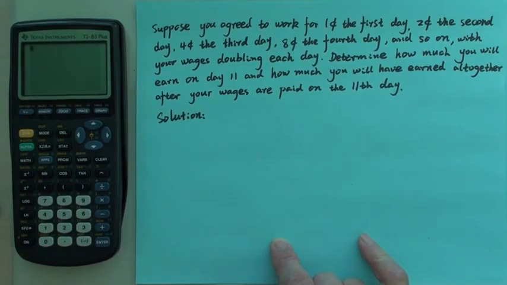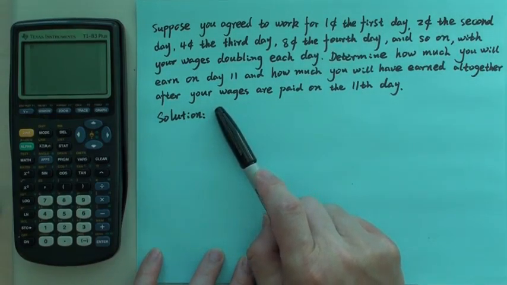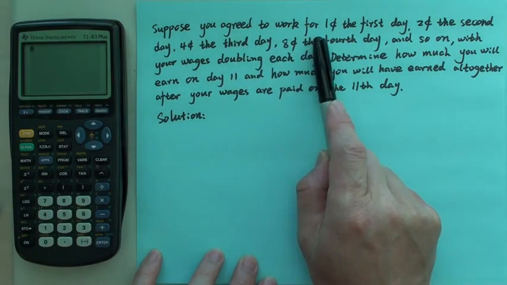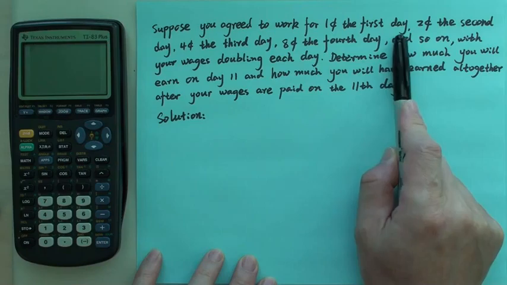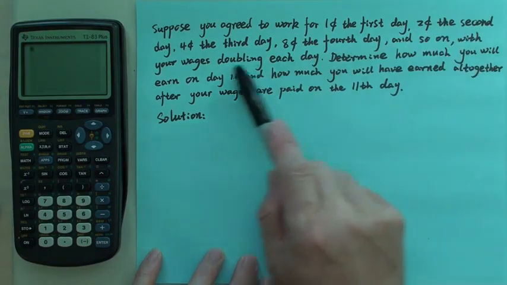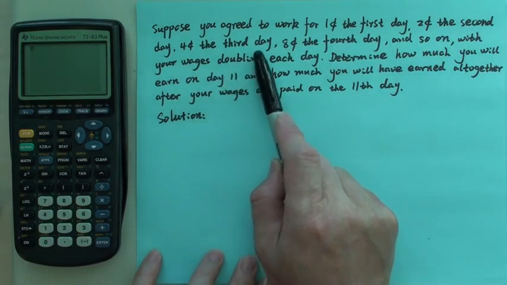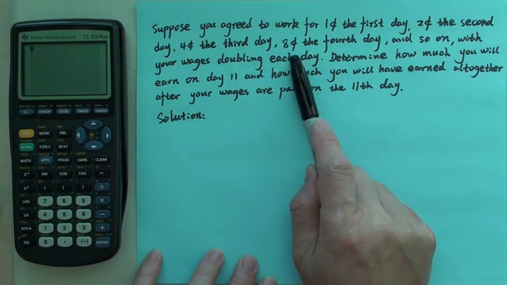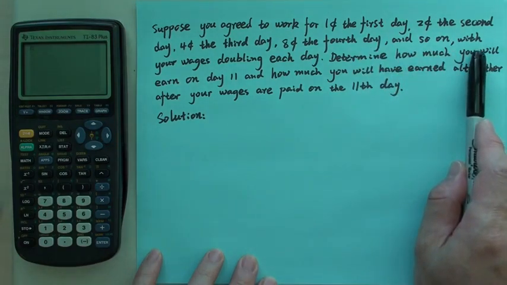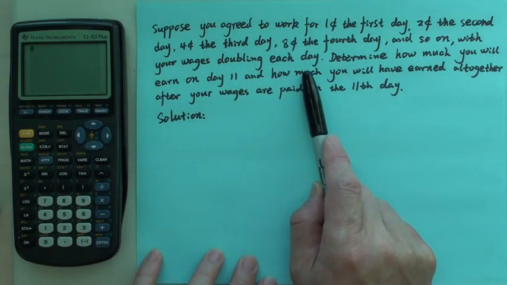In this lecture, let's look at this example first. Suppose you agreed to work for 1 cent the first day, 2 cents for the second day, 4 cents for the third day, 8 cents for the fourth day, and so on, with your wages doubling each day.